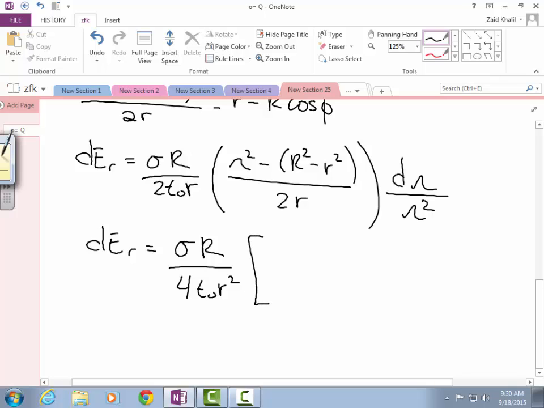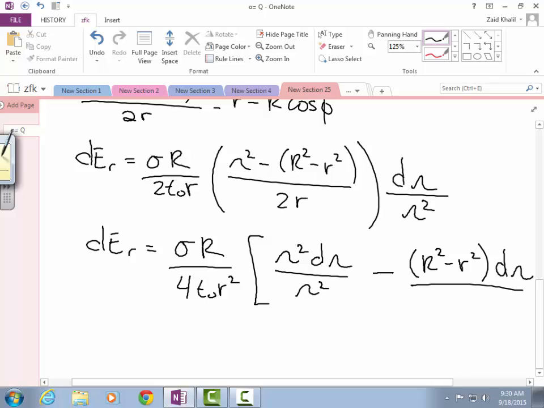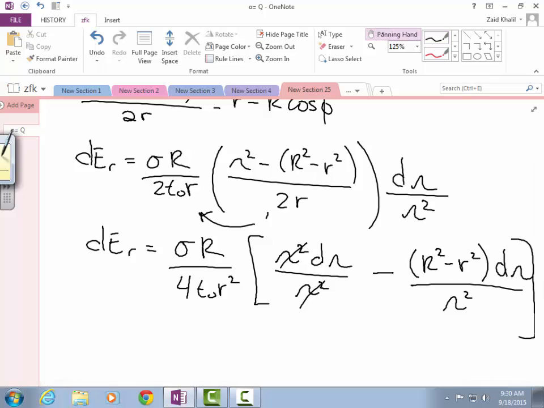Then we have r squared d script r over r squared minus r squared minus r squared d script r over r squared. Notice what I did here. I separated the two terms. I factored out this 2r, and I broke this up. I distributed it. And you can see why I'm going to do this, because what do I have here? That's a 1, right?